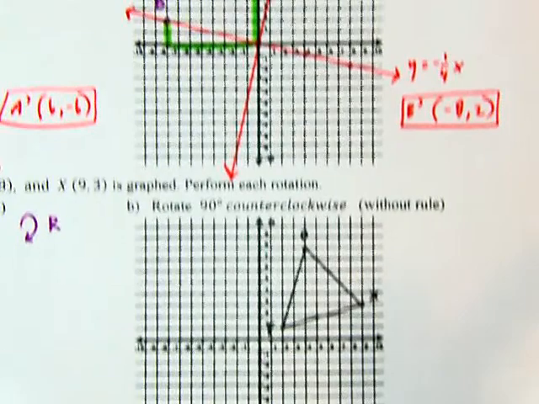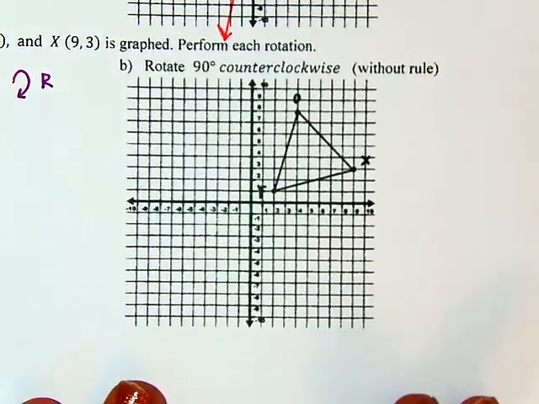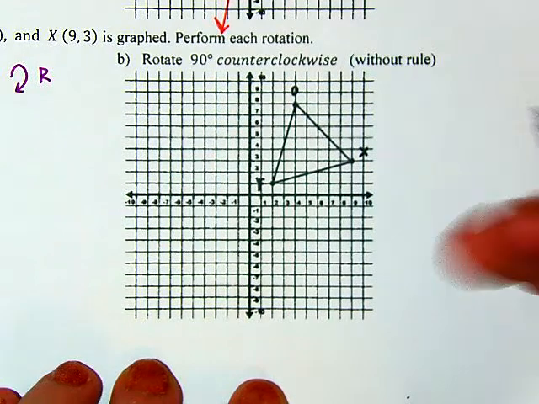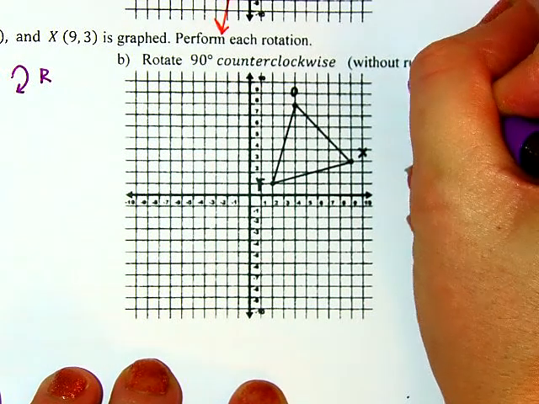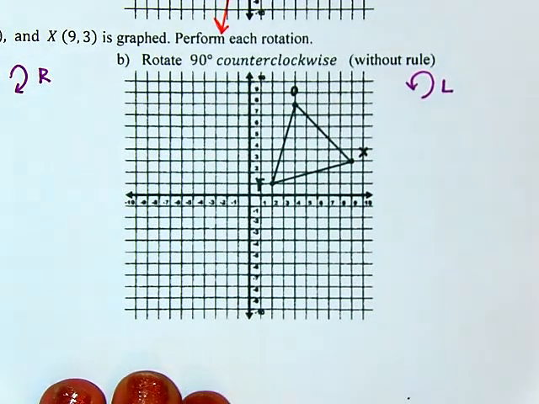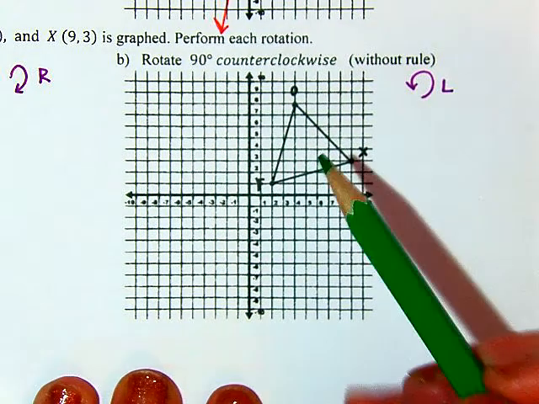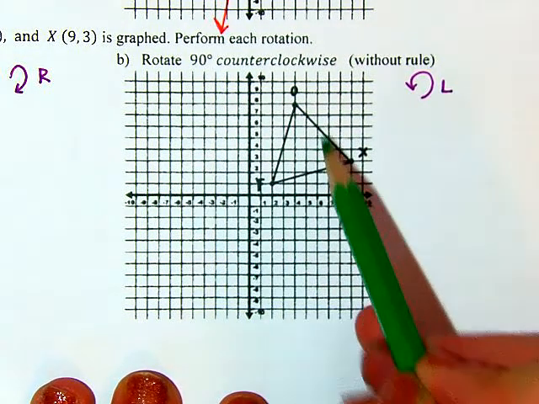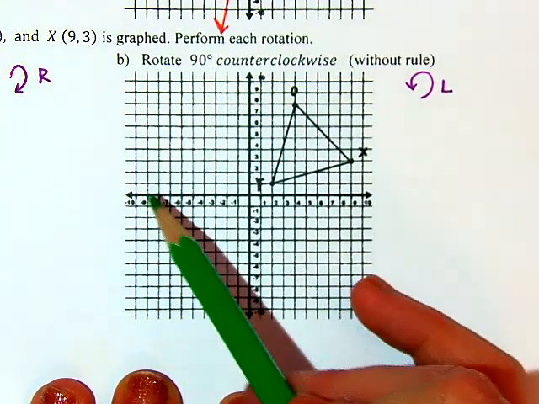All right, the next one, we're going to do 90 degrees counterclockwise. So we're going against the clock, and same thing, I'm not telling you a rule yet. I want you to see how to do it mechanically. First up, we are going against the clock, so everything is going to veer to the left. I know it should be somewhere in this quadrant right here.